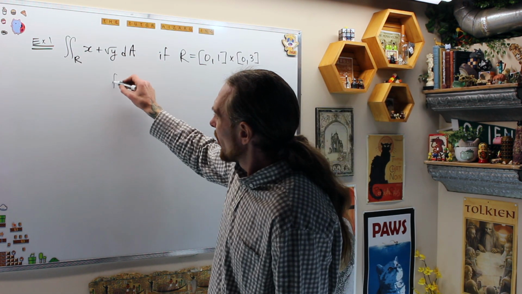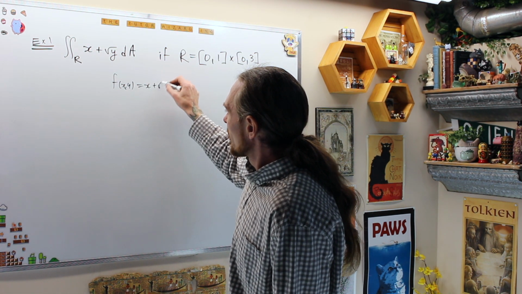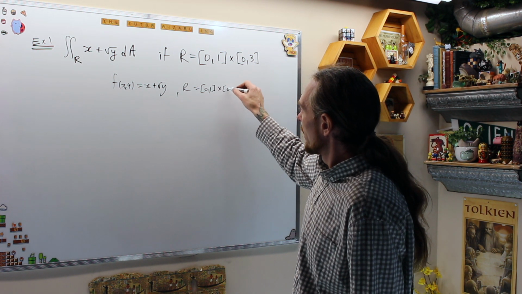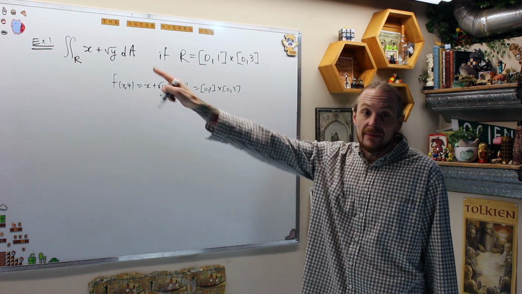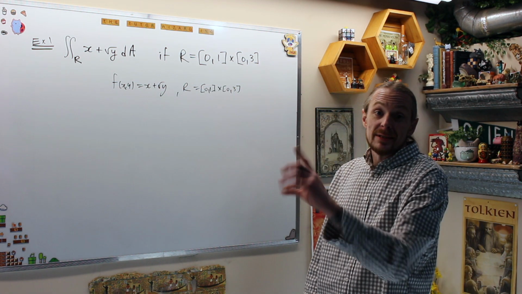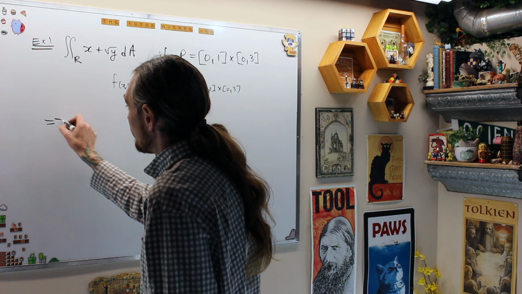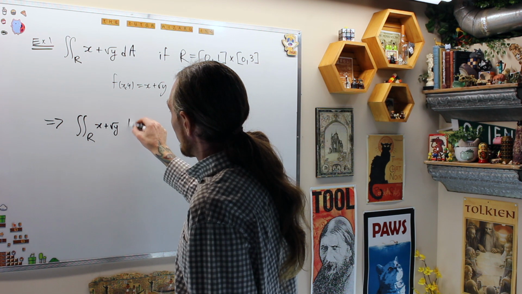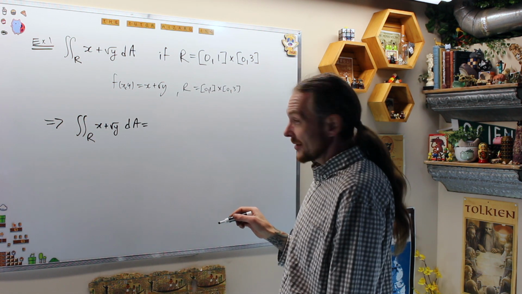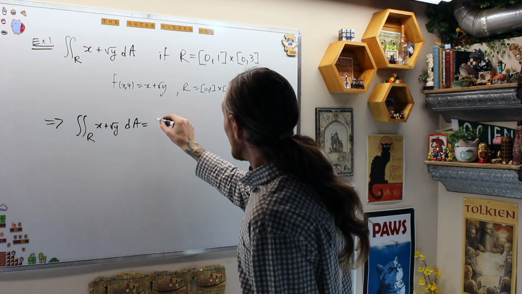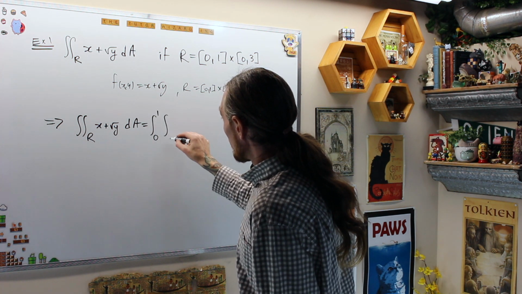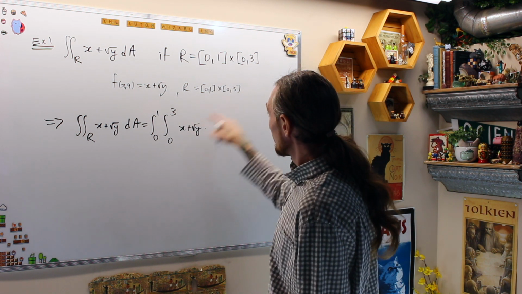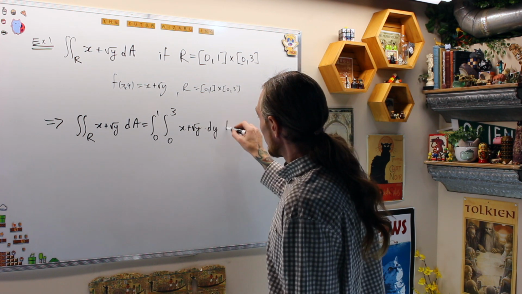Let's do that a bunch of times. Compute the double integral. What do we have? We have a function f of x, y, which is x plus root y, and we have a rectangle which is [0,1] cross [0,3], so a, b, c, d. I can now use the iterated integral. If I do that, the integral over the rectangle of x plus root y dA is equal to, by Fubini's theorem, I can use either. Let's do the regular way: the integral from 0 to 1, the integral from 0 to 3 of x plus root y, and then this was y, so we have dy dx.